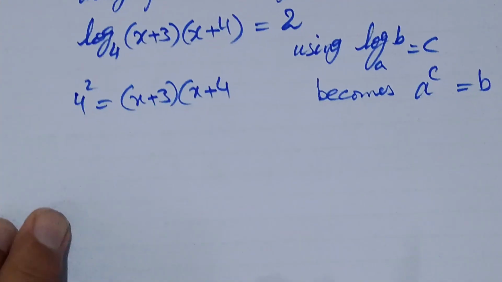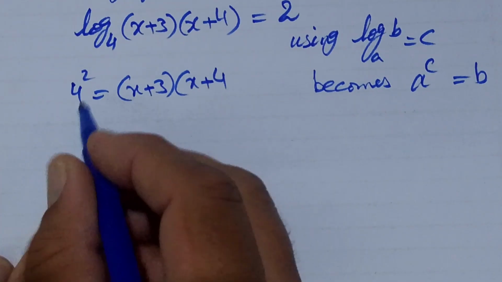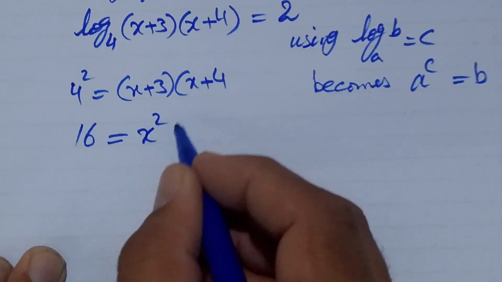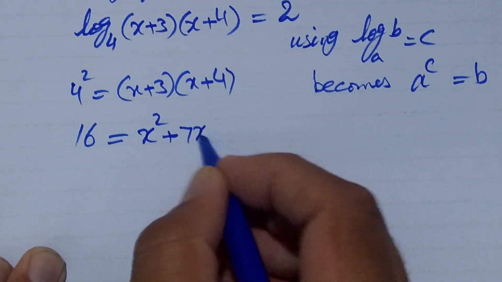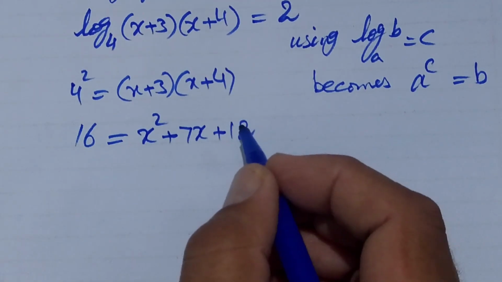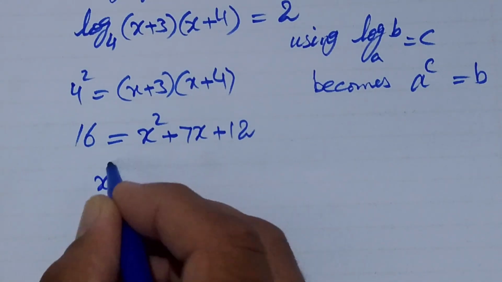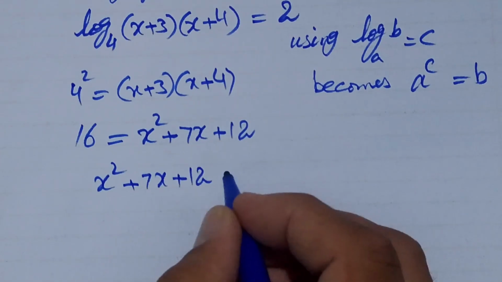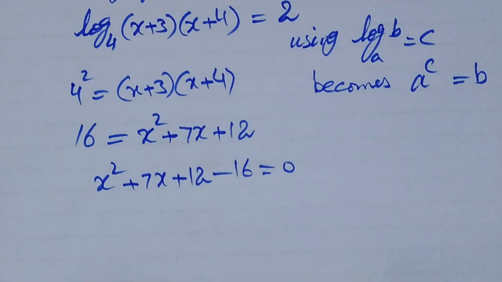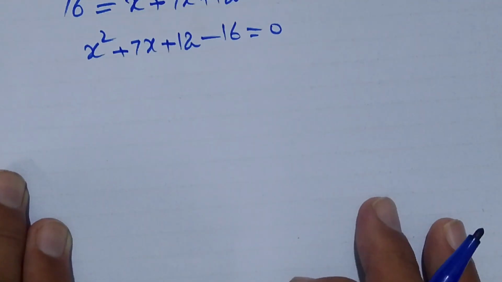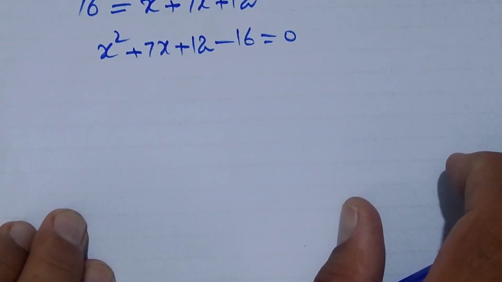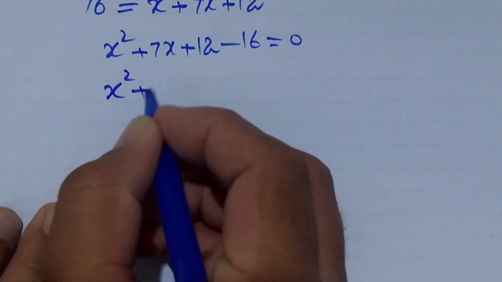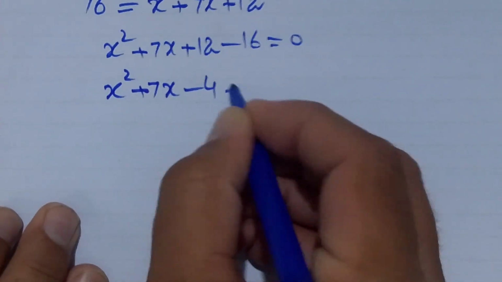Now here 4 squared is 16, and multiplying these two terms, x square plus 7x plus 12. Now by rearranging, x square plus 7x plus 12 minus 16 is equal to 0. Now x square plus 7x minus 4 is equal to 0.